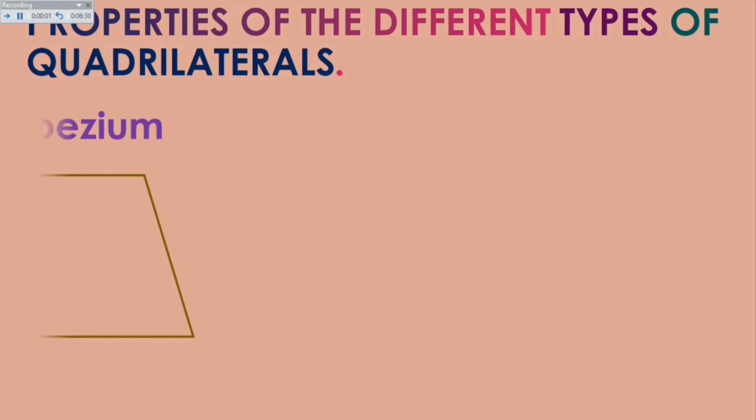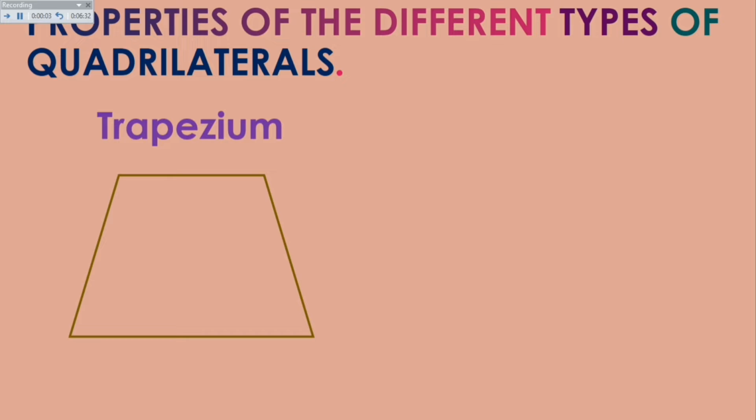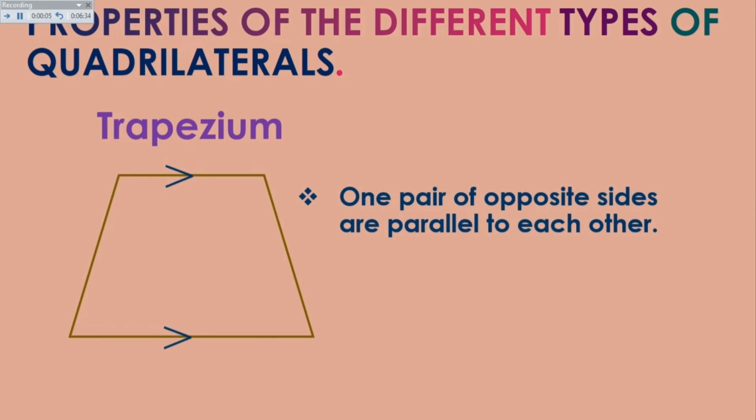Now, let's look at the trapezium. The trapezium has one pair of opposite sides, and those opposite sides are parallel to each other.